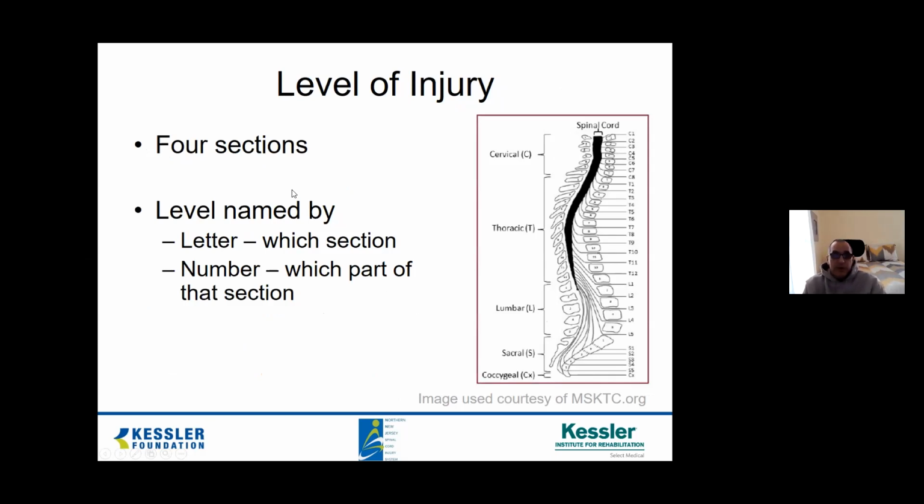So when we talk about level of injury, there are four sections in the spine. In the neck area, or the cervical area, they're denoted by the letter C when we talk about spinal cord injury. In the thoracic area, which would be all in the trunk area of your body, they're denoted by the letter T. The lumbar area in your lower back is denoted by the letter L. And then the sacral area, which is where we sit, is denoted by the letter S. And the spinal cord has numbers. So each vertebra has a number in the cervical area. It's C1 through C7. In the thoracic area, T1 through T12. In the lumbar area, L1 to L5, and in the sacral area, S1 to S5.